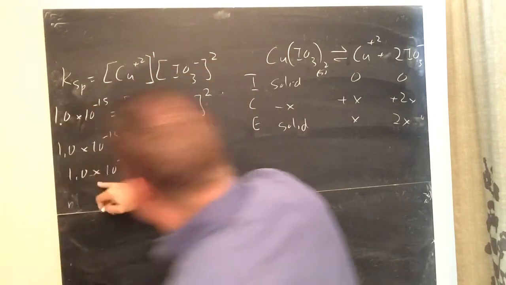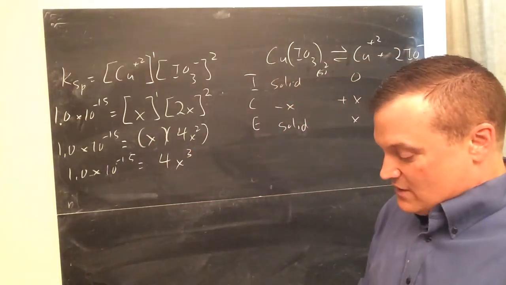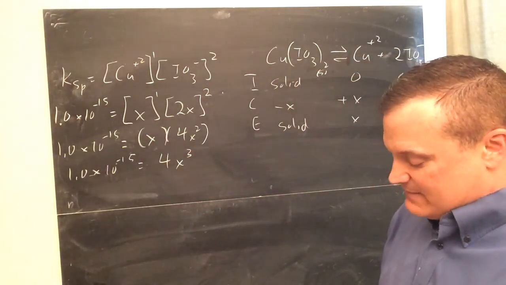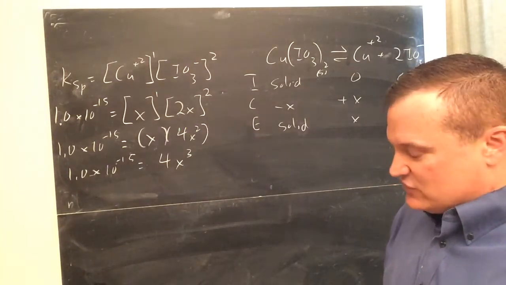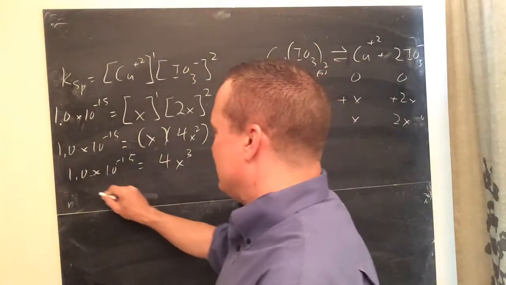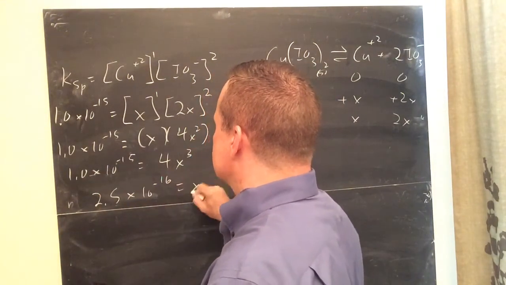Then you got to do the algebra. So divide, this is going to be a small number, I believe, too. Divide it by 4. 1 times 10 to the negative 15 divided by 4 is 2.5 times 10 to the negative 16. Then you got to get the cube root. Actually, I better just write that down. 2.5 times 10 to the negative 16 equals x cubed.